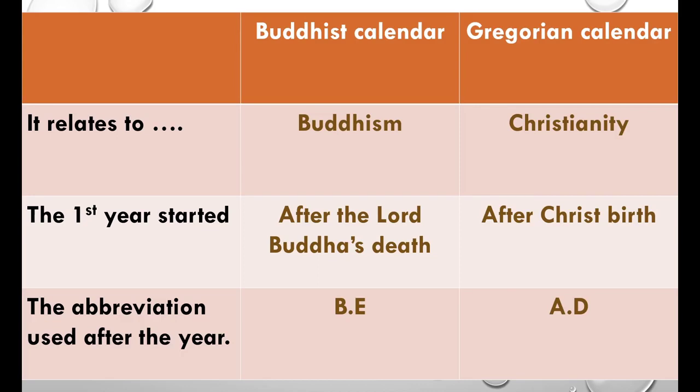Lastly, the abbreviation used in the Buddhist calendar is BE. BE stands for Buddhist Era. And the Gregorian calendar uses AD. AD stands for Anno Domini. In English, in the year of our Lord.